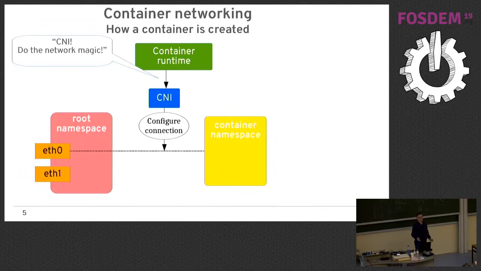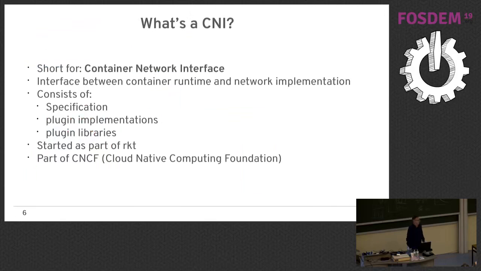Most container runtimes use a plugin architecture. In Rocket or Kubernetes, CNI is used. So CNI is just a specification that defines the interface between the container runtime and the network implementation. CNI is short for Container Network Interface. It is a simple specification between the container runtime and the network implementation.